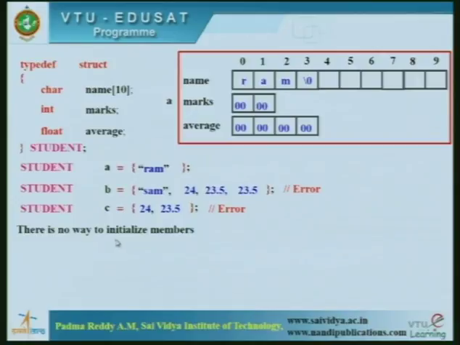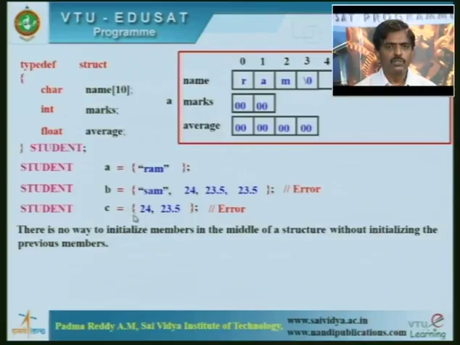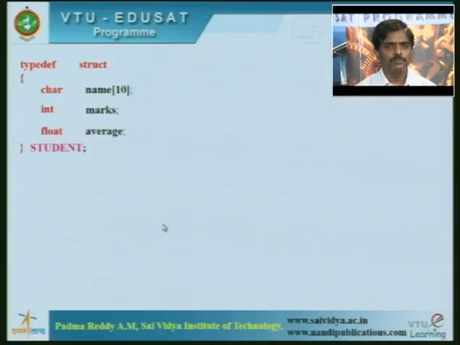So, there is no way to initialize members in the middle of a structure without initializing the previous members. We have not initialized which member? We have not initialized the name member. So, we cannot have 24, 23.5 here.